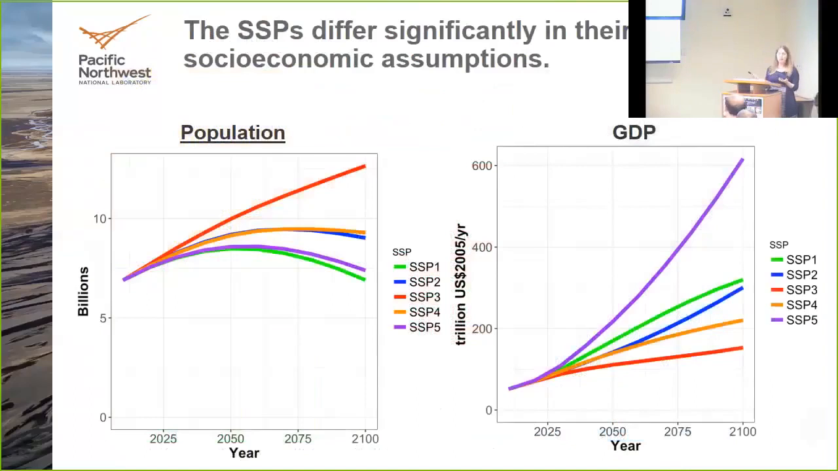So in this rapid population growth SSP3 world, you get increases in population throughout the next century. On the other hand, SSP1, which is the sustainability world, you get a peak and decline profile in population. If you look at the other side, looking at income, they're very different across those scenarios, depending on other things in the story.